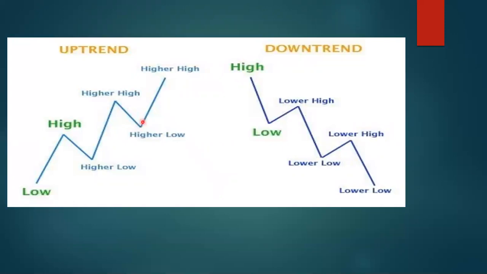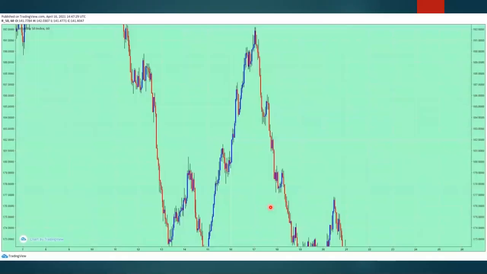So as we can see, this is an uptrend: higher highs, higher lows, higher highs, higher lows. A downtrend: lower highs, lower lows, lower highs, lower lows. It's just that easy to recognize them. Okay, let's look at this. As you can see, this is an uptrend and this is a downtrend.